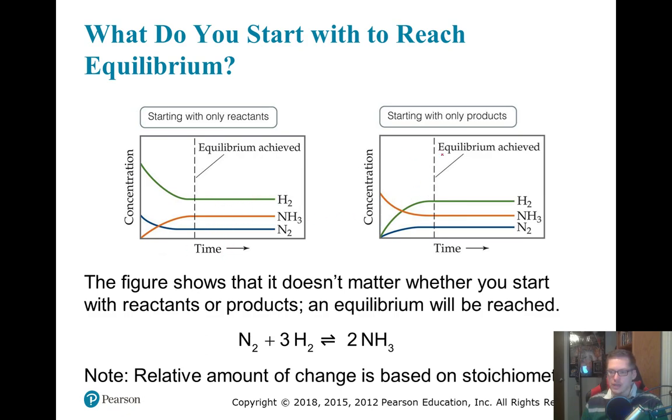Now in the second reaction, we started with only products. Here we've got ammonia with no reactants. Both the green and blue lines are at 0. Again, the reaction is going to proceed, but it's going to go in the reverse way. So NH3 is going to go down, and H2 and N2 are going to increase. Again, H2 is going to increase faster than N2 because we make 3 of those for each one N2. But eventually we reach equilibrium.